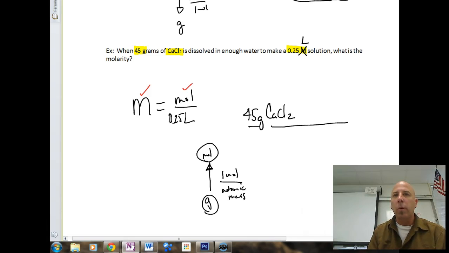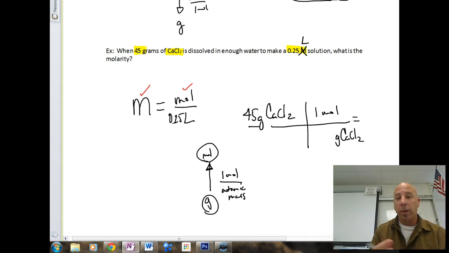So I'm going to do that conversion, 1 mole over the atomic mass of calcium chloride. To calculate the atomic mass of calcium chloride, we have 1 calcium, which is 40.08, and then we add in 2 chlorines, which are 35.45 each. So I get an answer of 110.98 grams per mole. I'm going to divide that into 45 grams, and the answer I get is 0.41 moles of calcium chloride.